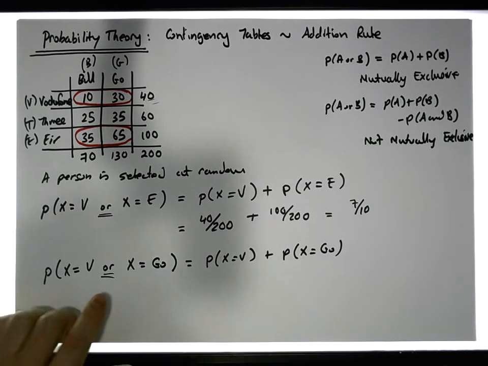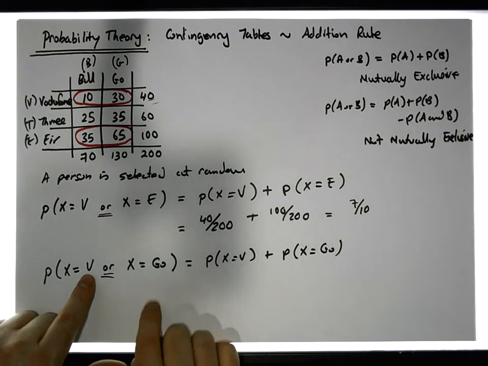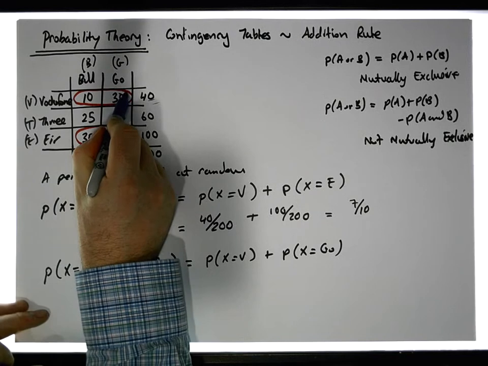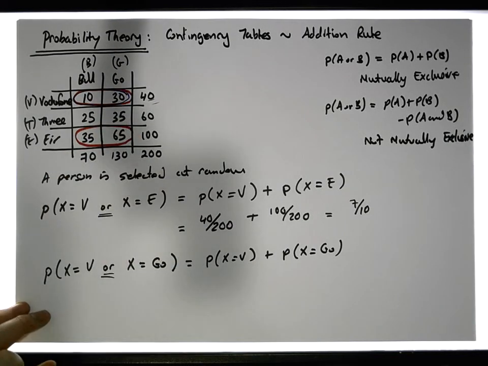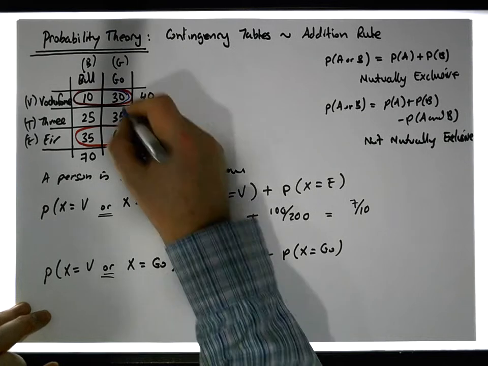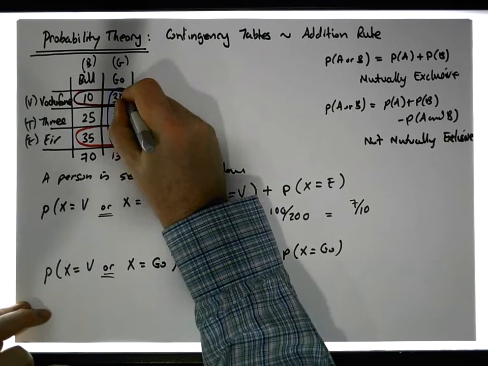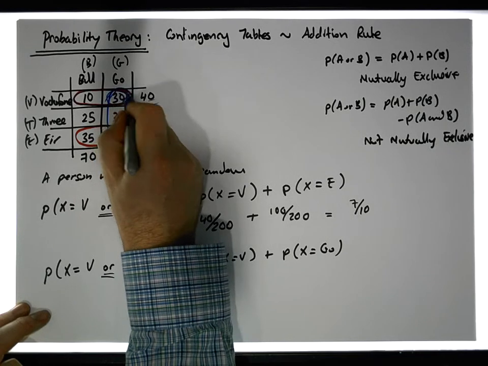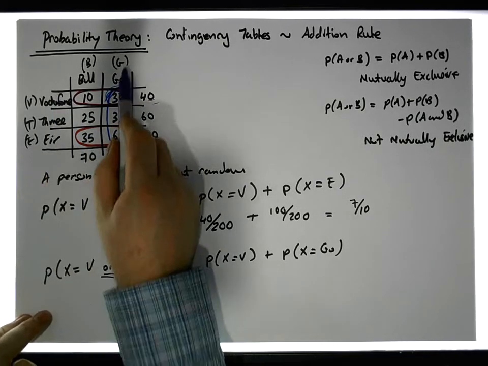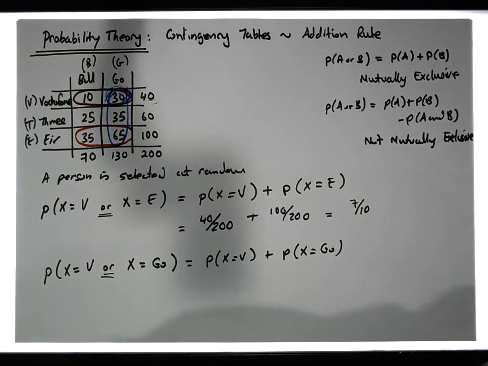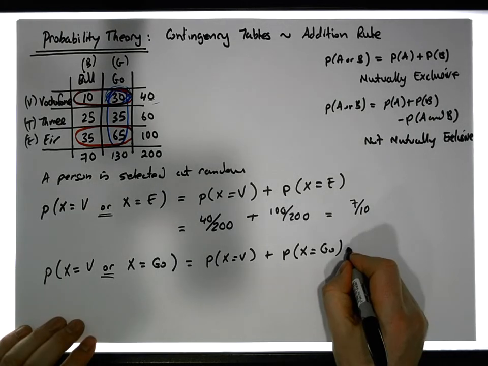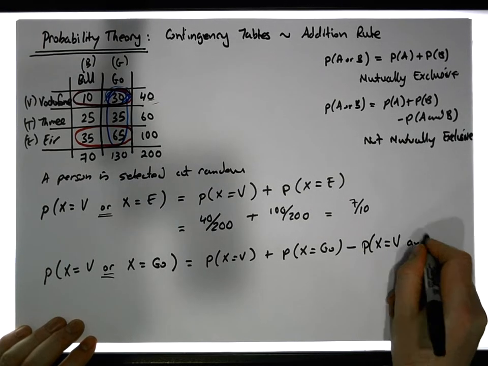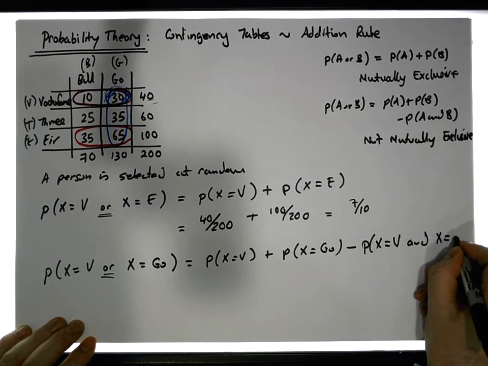And now the question is whether these two events are mutually exclusive. Being a Vodafone or a Go customer, are they mutually exclusive? Well, once again, the Vodafone, I'll use blue this time, the Vodafone customers are these customers here. Okay, and the Go customers are these customers here, and you can actually see that there is overlap here. Let's say in this situation here, there's overlap between the Vodafone and the Go customers. So in this situation, we know they're not mutually exclusive. So what we need to do is to take away the joint event. The probability that the customer is a Vodafone customer and the probability that the customer is a Go customer.